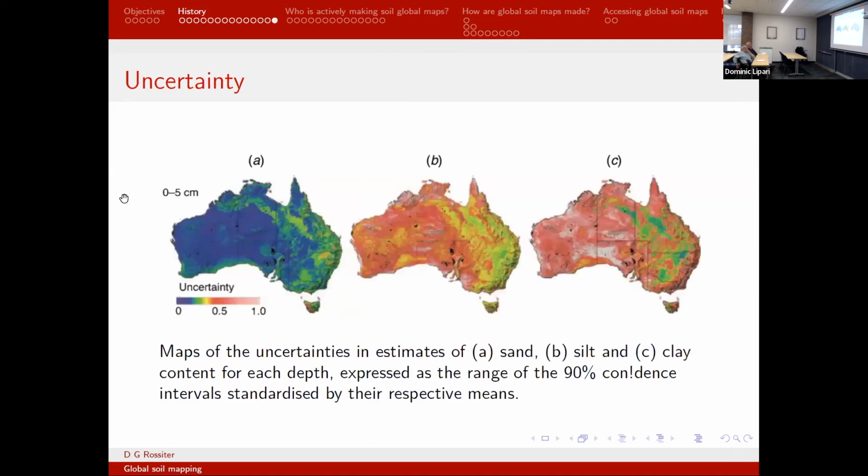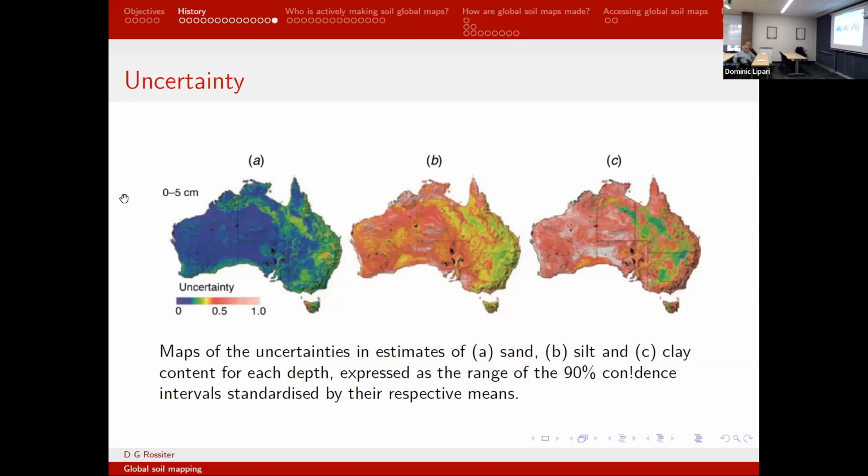And a very important factor here that was part of this standard, and that is now possible with the digital soil mapping techniques we're using, is that you get an uncertainty map at the same time, as part of the various techniques we use for the soil mapping. In this case, it is on a relative scale, expressed as a range of the 90% confidence interval standardized by the mean. So it essentially says, what's the width of that interval divided by the mean? And you can see some areas, in this case of sand, with very low uncertainty. But over here, in Queensland and in New South Wales, we have some higher uncertainty, and we also see higher uncertainty for silt and clay.